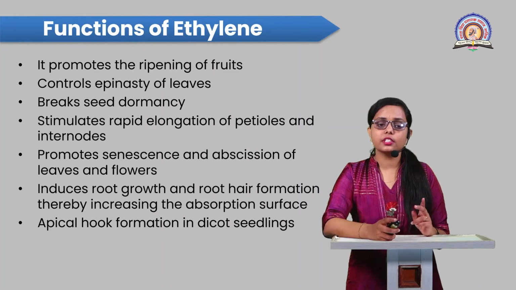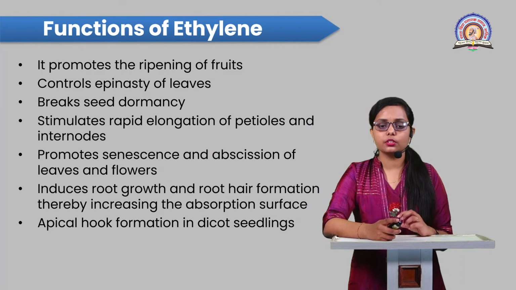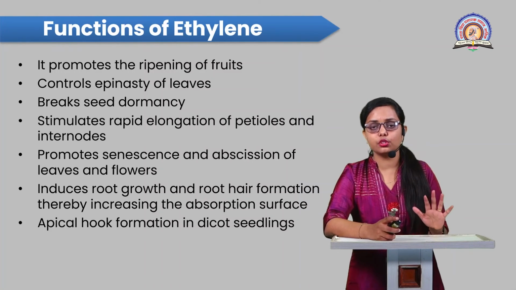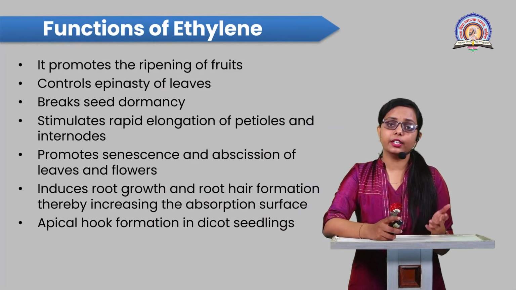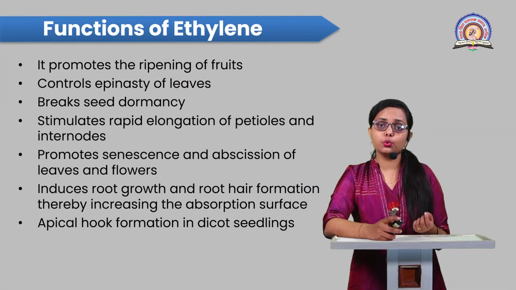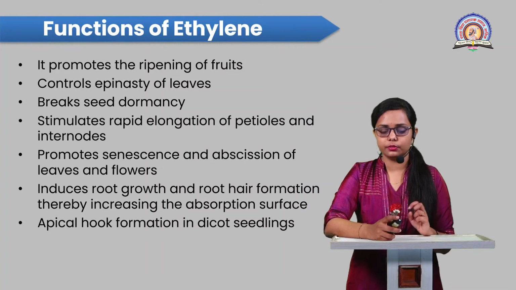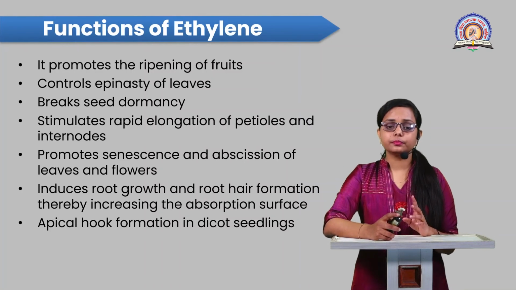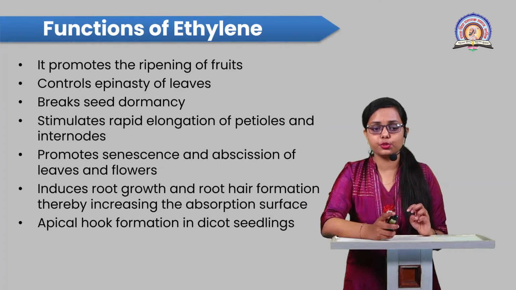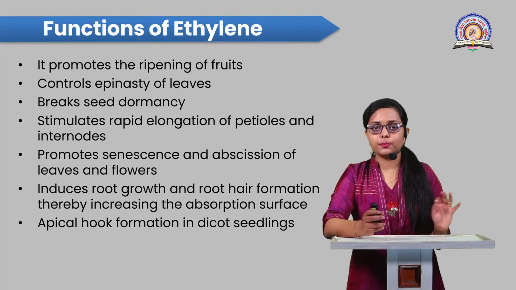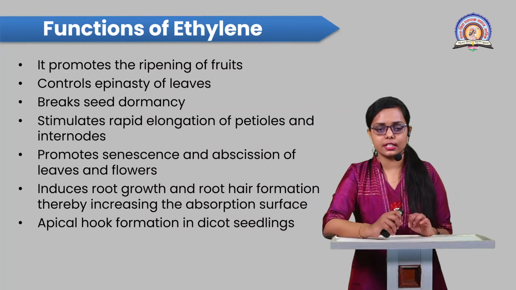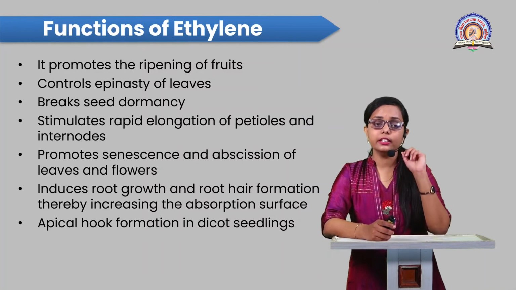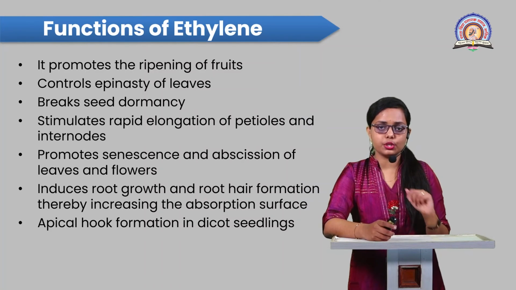Again, an important function: it induces root growth. Roots grow in size and dig deeper into the soil so as to find water. That particular root growth is induced by ethylene. So the root will go deeper and deeper to find water. Even root hair formation is induced by ethylene. So the absorption surface increases. When there is water scarcity, the absorption surface will increase so that it can absorb water. So here again it has an antagonistic function to abscisic acid.